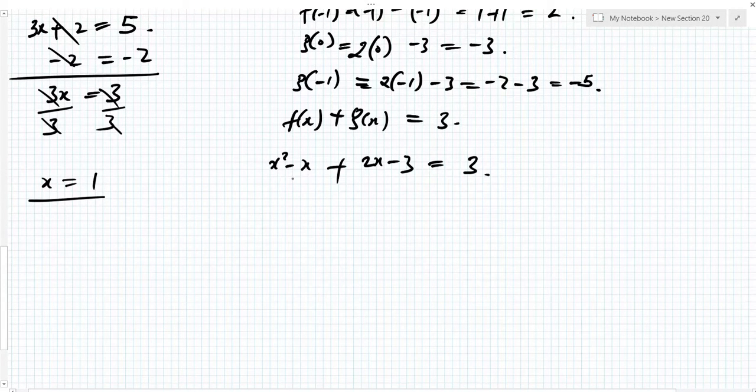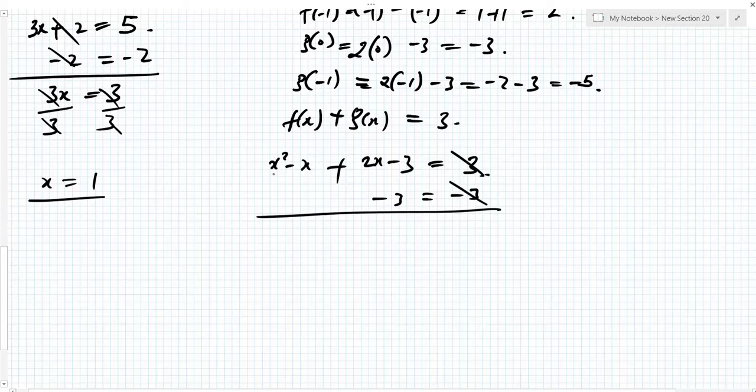Now this can also be written in this form. You say x squared minus x plus 2x minus 3. Now let me just clean this. I can add minus 3 to both sides. Now this one will cancel out this. I'll add the like terms. You have x squared. This plus this will give you plus x. This plus this will give you minus 6 equal to 0.